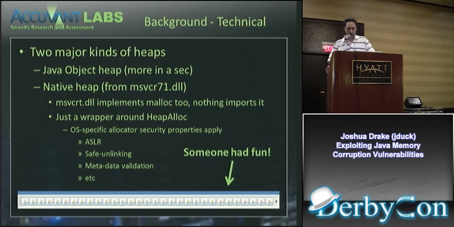The native heap is implemented in that C runtime library, and it's basically just a wrapper around HeapAlloc. So that means if you're on Windows 7 and you trigger a whole bunch of allocations of a certain size, it'll turn on LFH, and you'll get ASLR from that heap, and all kinds of really annoying things that you don't like.